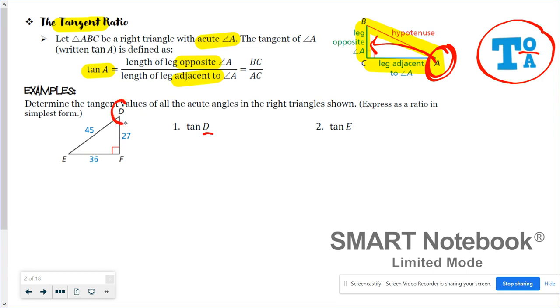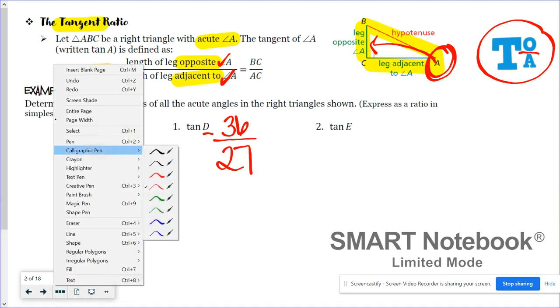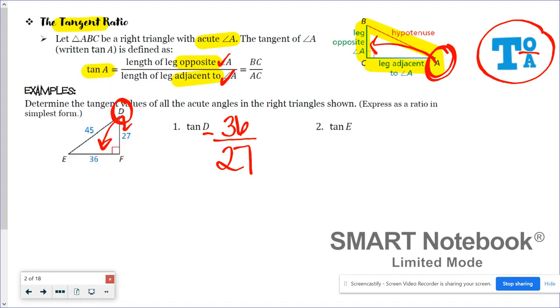So angle D is my angle of reference. Tangent is the opposite over the adjacent. So opposite angle D is the side measuring 36 units. The side adjacent to angle D is the 27. So tangent of angle D is equal to the ratio of 36 over 27. And if you're wondering, do we have to write that in simplest form? The answer is yes. So I'd get 4/3.